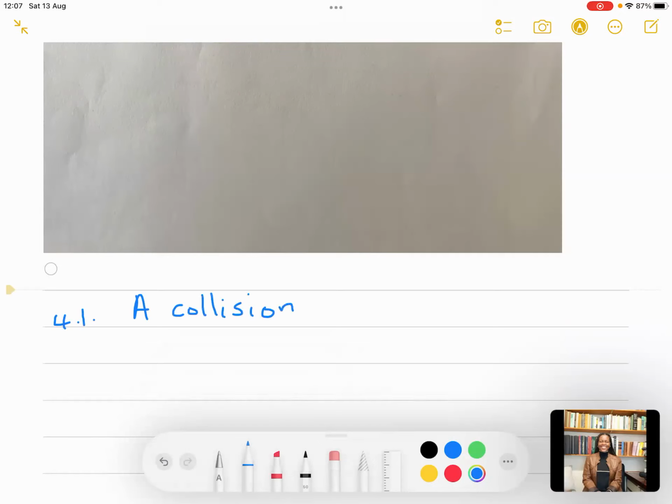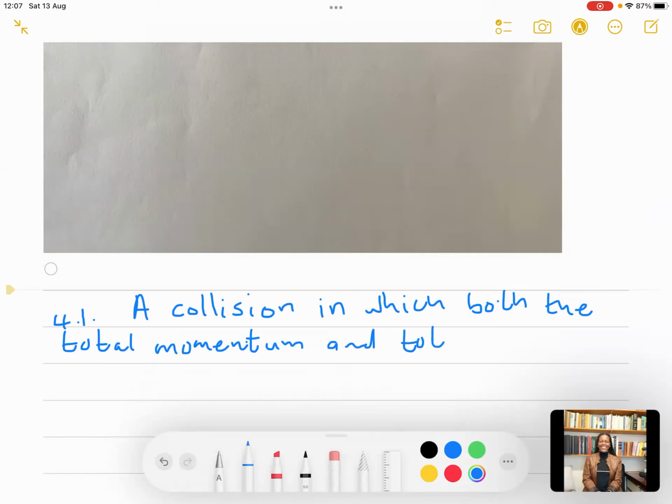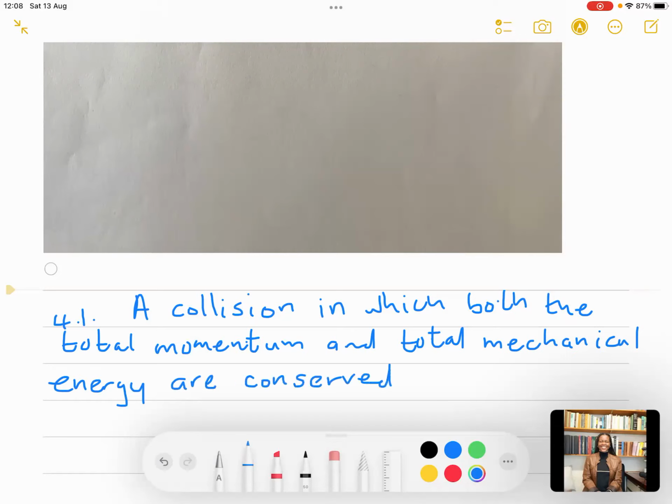Okay, an elastic collision is a collision in which both the total momentum and what else? The total mechanical energy, or if you want to, you can say kinetic energy, okay? Because in your case, it will always be that. And total mechanical energy, in a collision, both are conserved. Okay, so what is an elastic collision? It's a collision in which both the total momentum and the total mechanical energy are conserved.